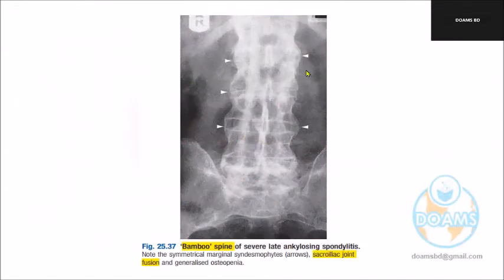Now this one, arrowheads are already there. It is also a low back pain patient. What is your diagnosis? Quickly, please. Ankylosing spondylitis. Yes, now this is ankylosing, very right. Ankylosing because the vertebral joints are fused. So this is a very advanced disease. This is our traditional picture.